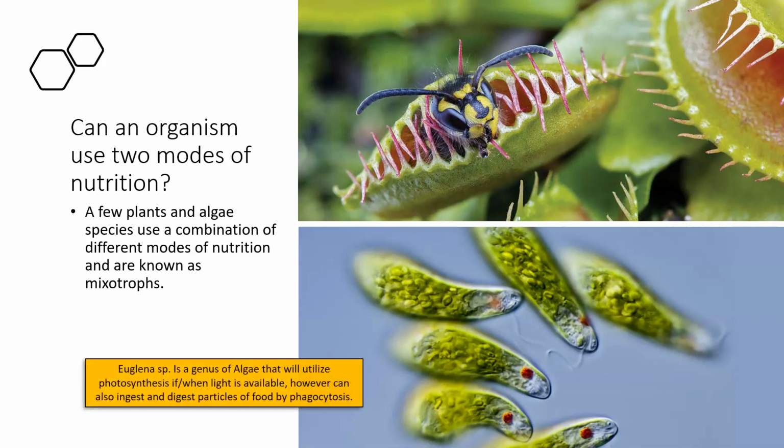The euglena species is a genus of algae that will utilize photosynthesis if and when light is available, however, can also ingest and digest food particles by a process called phagocytosis, which is essentially cell eating. So they would take a food particle, they would ingest it basically by an infolding or an invagination of the cell membrane. It would cause the food particle to enter the internal structures of the single cell eukaryote, and they would therefore digest that food particle that way. But they also are green, they contain chlorophyll, they will photosynthesize for energy when light is available.